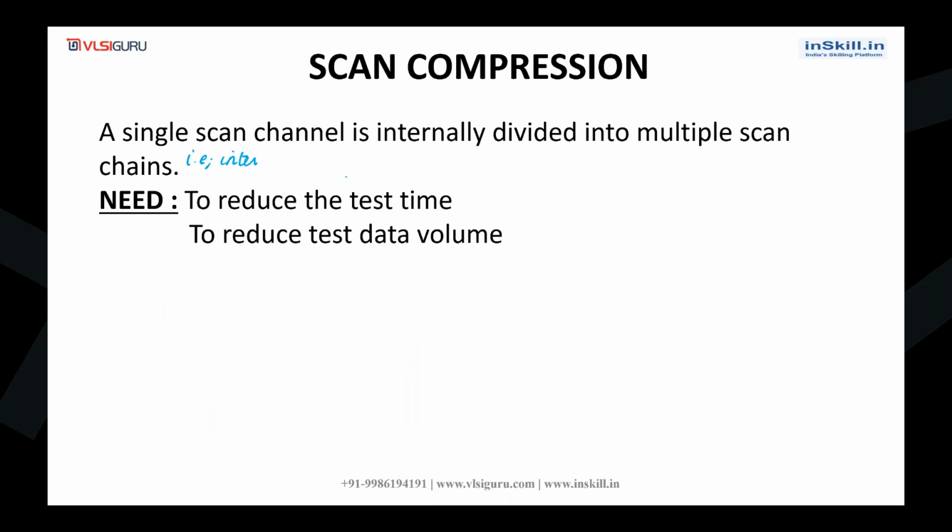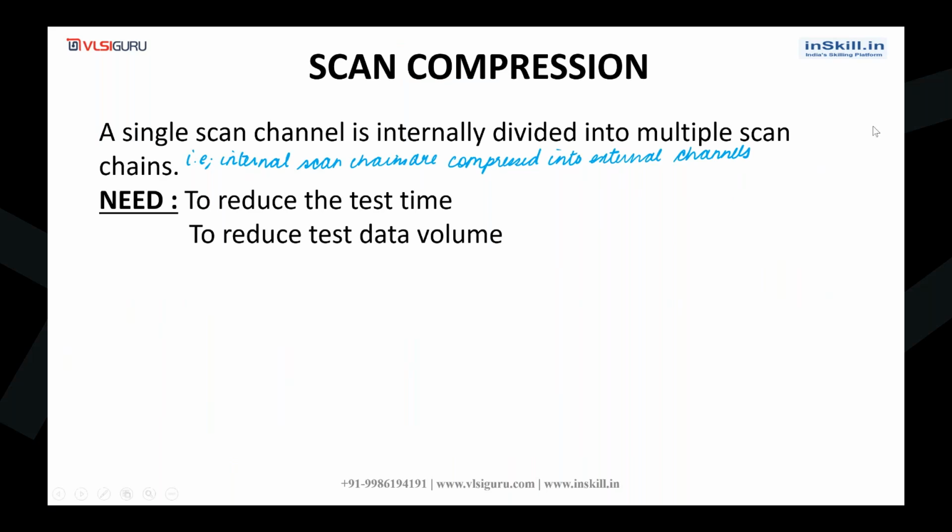We can also say it as: internal scan chains are compressed into external channels. Okay, so that is what it means. Internal scan chains are compressed into external channels.